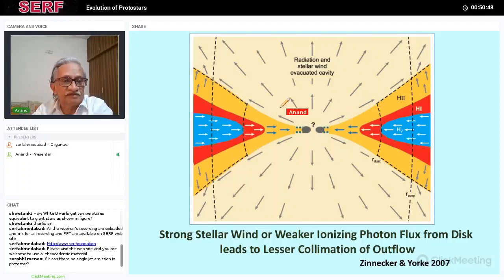That will give you a lesser collimation. So it will be fanned out like that, as is shown here. But if, let us say, you have a weak stellar wind and a strong ionizing photon flux, then you have a more collimated outflow. So we have produced here an outflow scenario without the magnetic field. It doesn't mean that the magnetic field is not present in these things, but you don't need a magnetic field to produce this scenario. Just by normal hydrodynamics itself, you have produced this. So this is by Yorke and Bodenheimer.